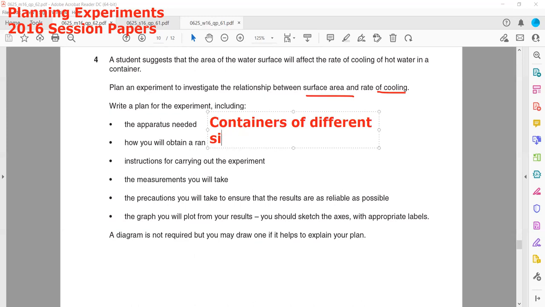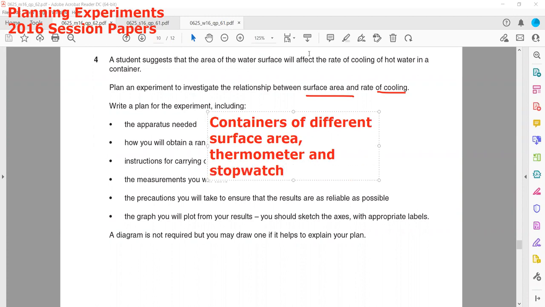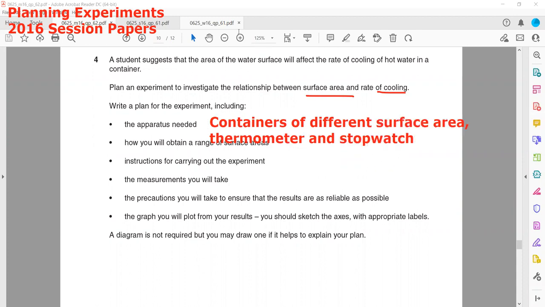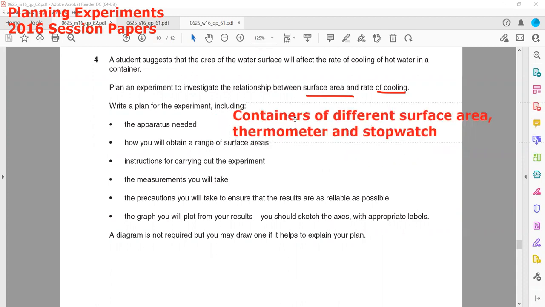So the apparatus which we need here: containers of different size, or surface area. We need a thermometer. And we need a stopwatch because we are investigating how much time the mixture, or the hot water, will take to cool down. So these are the things which we need for investigating the rate of cooling.